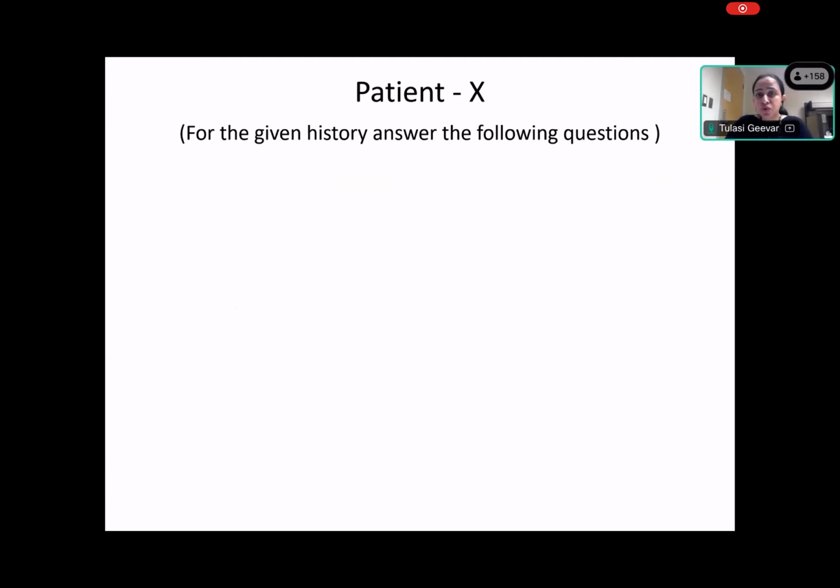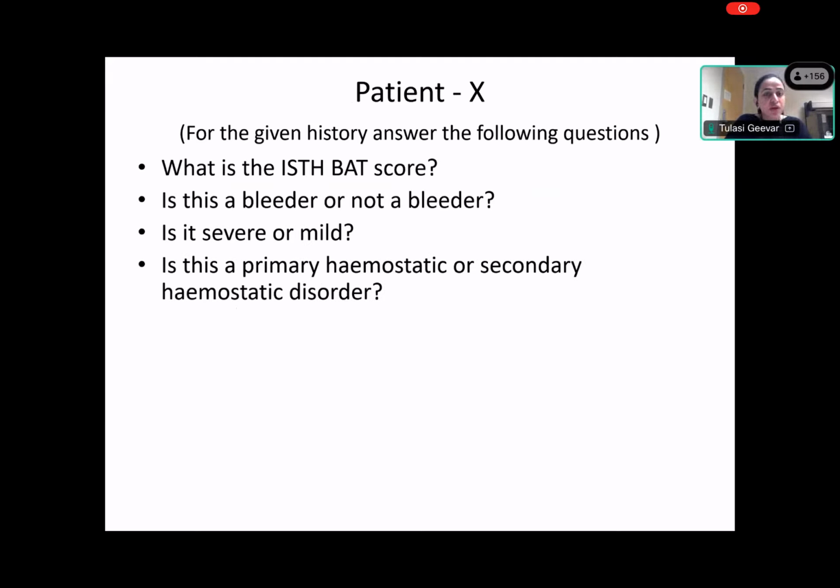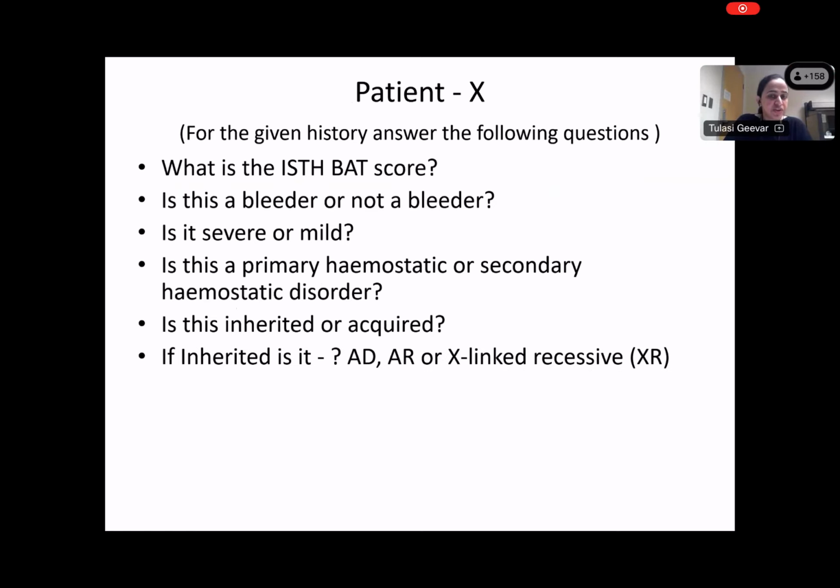Now let's go through history in some cases to understand how much information we can obtain from history. So for the following 2 cases, I would want you to calculate the ISTH BAT score. And to answer these questions: is the patient a bleeder or not a bleeder? Is it a severe or a mild bleeding disorder? Is it a primary or a secondary hemostatic disorder? Is it likely to be inherited or acquired? And if inherited, what is the likely pattern of inheritance, that is dominant, recessive, or X-linked recessive? And finally, what is the likely diagnosis from the history?